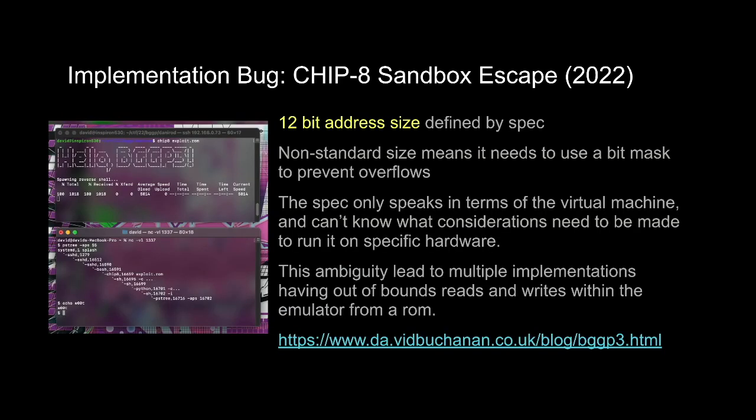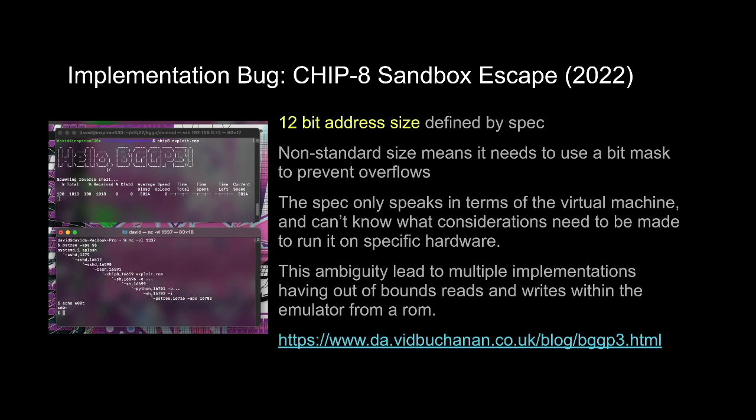Another one that isn't specifically a protocol-related bug, but it's a bug that I really like because it demonstrates the very strange things that can happen with specifications, is this Chip8 sandbox escape, which is also a part of Binary Golf Grand Prix 3 by Retroid. So Chip8 is an emulator that can run ROM files. It has a 12-bit address size defined by the specification. That means only 12 bits are going to be used for the whole address space, which limits it to however many bytes that is.